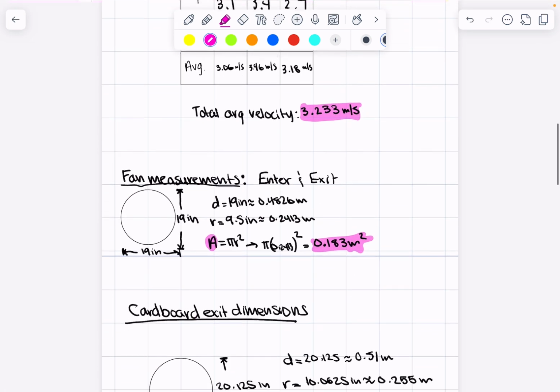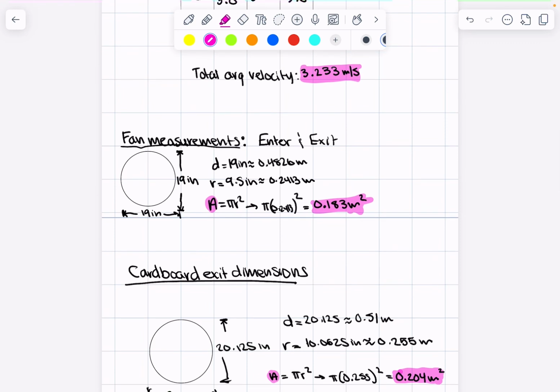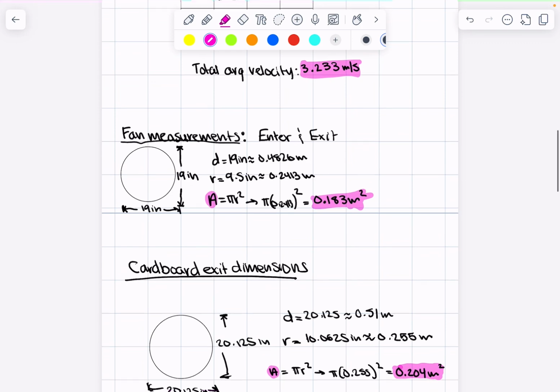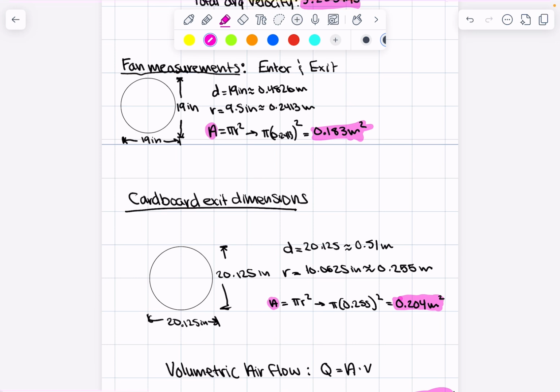I then took measurements of the entrance and exit of the fan, along with the exit of the cardboard. The area of the fan's exit and entrance are the same, which is 0.183 meters squared. But the cardboard exit is slightly wider, measuring an area of 0.204 meters squared.